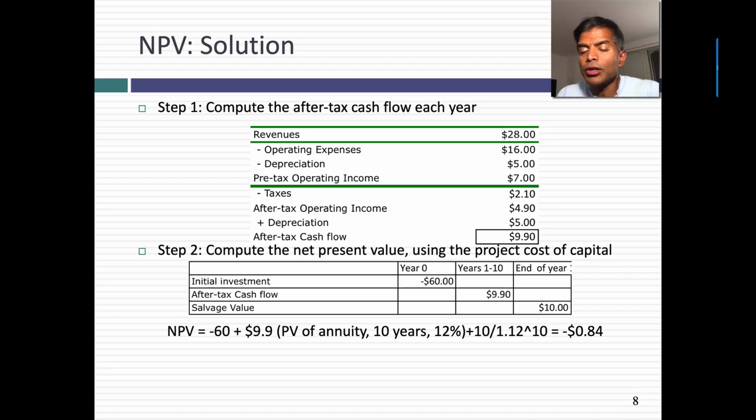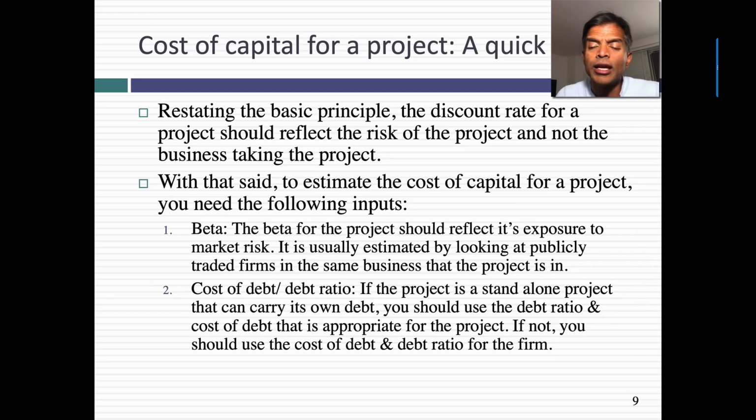The net present value that you get is minus 0.84. It's a slightly negative net present value project. So the key thing to take away from that particular analysis is the distinction between equity income and operating income, and how I work to get cash flows before debt payments. And the second is making sure you match up the discount rate correctly, so that you're using the project's risk to assess the discount rate.